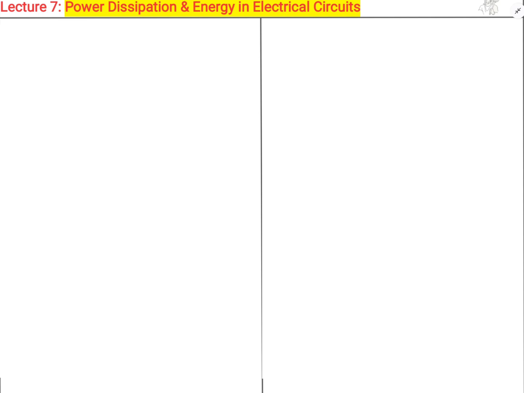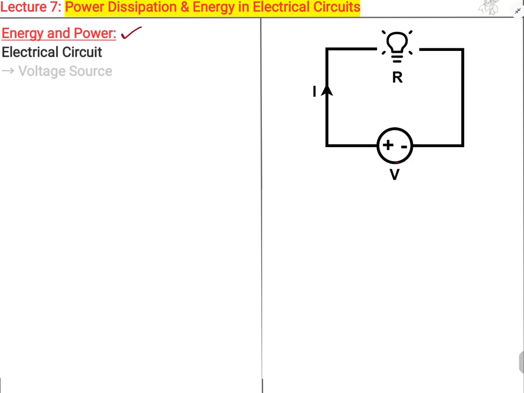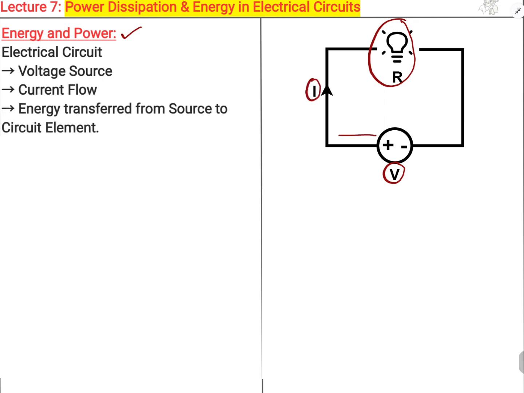Lecture 7, Power Dissipation and Energy in Electrical Circuits. So what are energy and power? In an electrical circuit, if I have a voltage source connected to a circuit element, then current will start to flow through the circuit. And due to this flow of current, electrical energy will be transferred from source to the element.